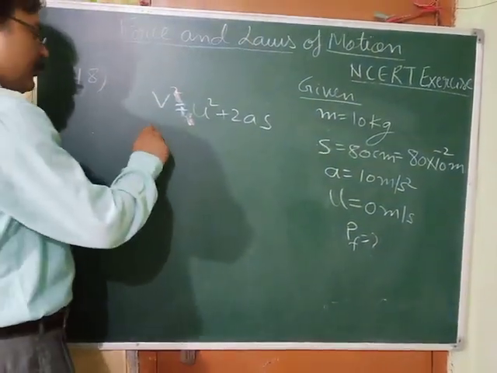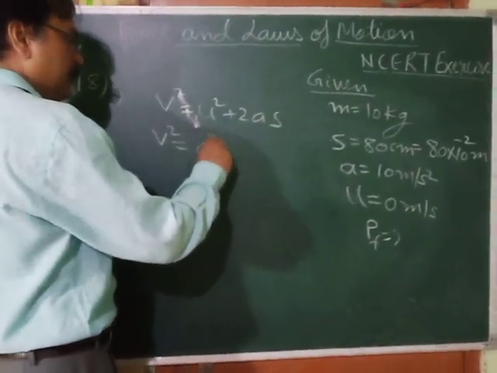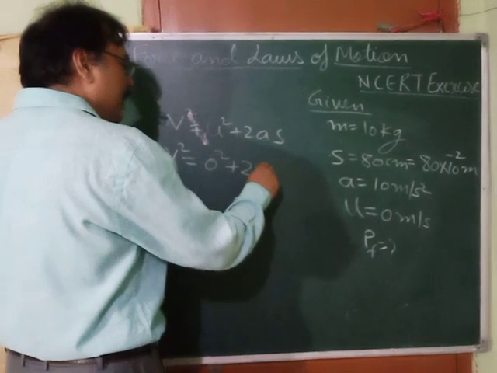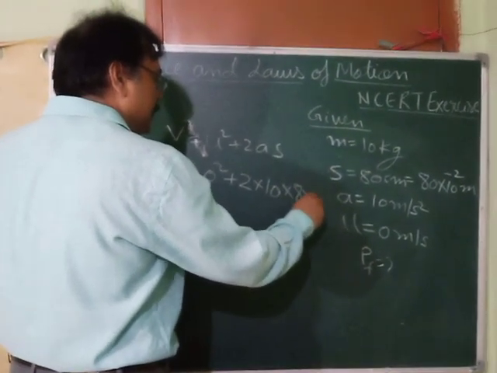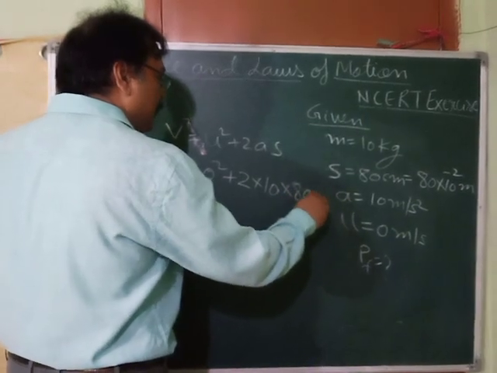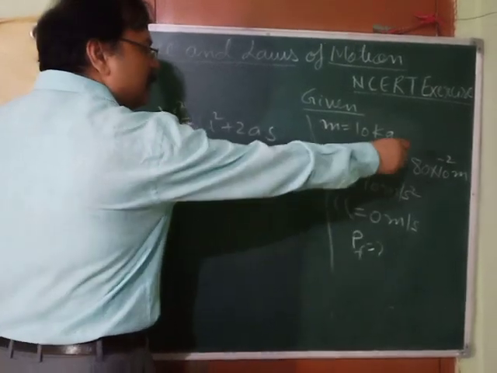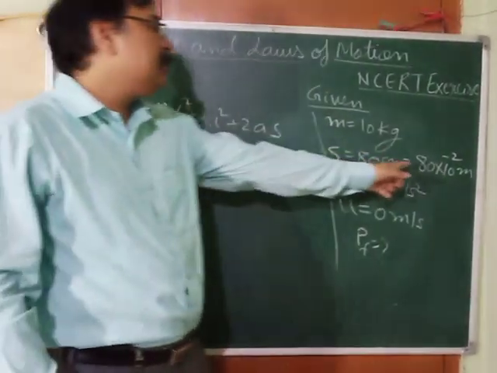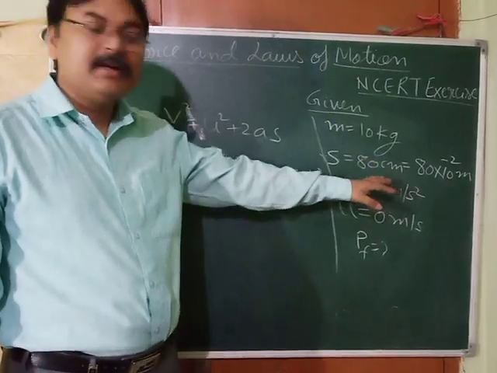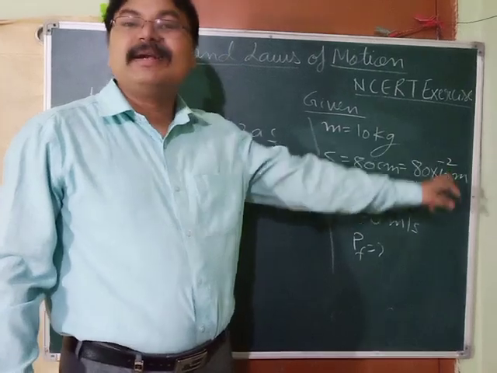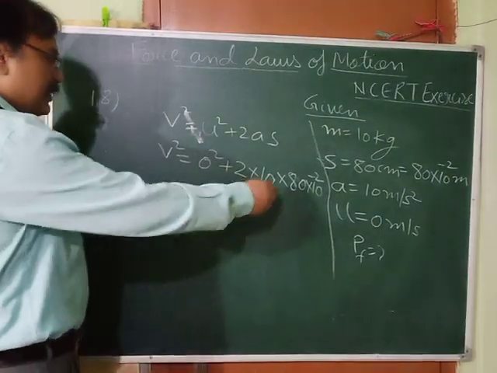So V we don't know, we have to find it out. U is 0, so 0 square plus 2, a is 10, and s is 80 into 10 to the power minus 2. Because it was given in centimeter, in order to convert into meter, I have multiplied with 10 to the power minus 2. You used to divide it by 100 to convert into meter. That divide by 100 can be written as multiplied by 10 to the power minus 2.